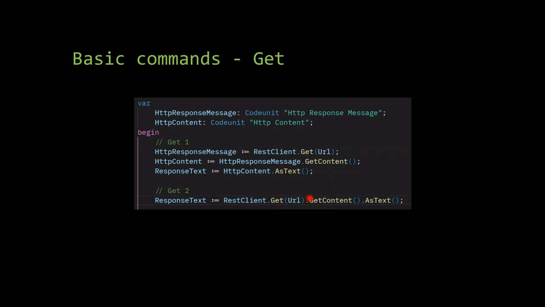So you do the GET URL, you call on the return, because that is a response message codeunit, you call the GetContent, and that is the HTTP content codeunit, so you can call AsText immediately. So in that case, you don't even have to specify those two variables. You can just go with one line of code.